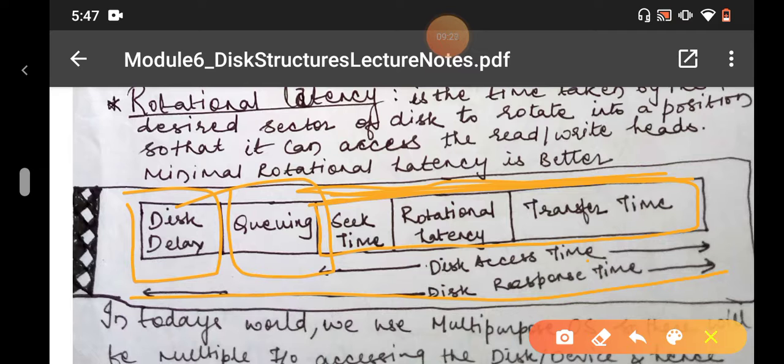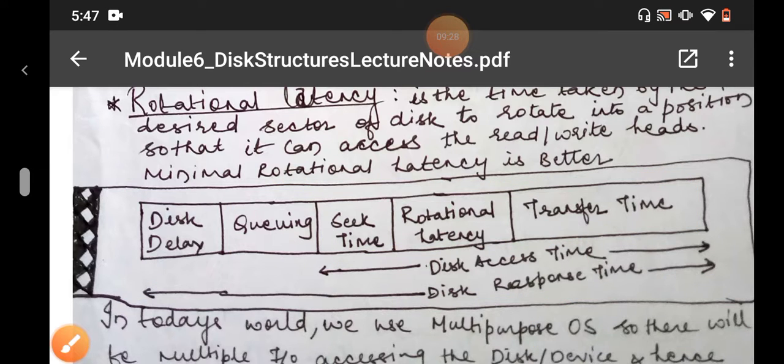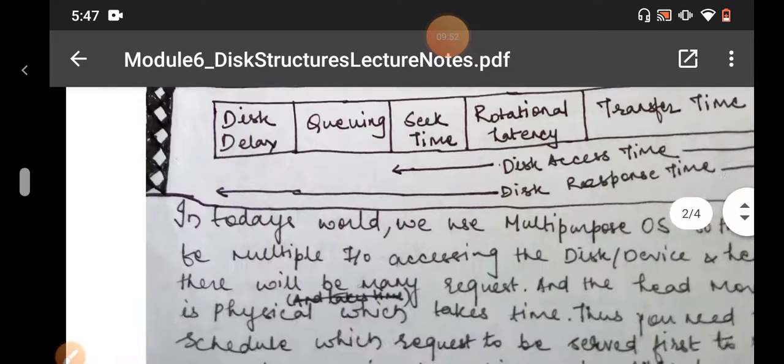That's all for today related to your disk structures. So in short, we shall conclude. Today we learnt about the structure of a disk and the various parameters which govern the scheduling of a disk. The parameters are seek time, transfer time, rotational latency, queuing, and disk delay. We also learnt about the structure of a disk, how it looks, and what its dimensions are. We will look at the scheduling algorithms in the coming lecture.